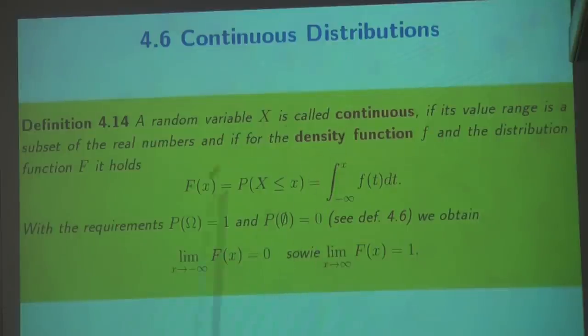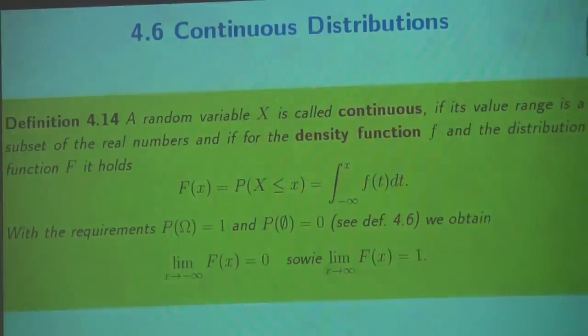Okay, we have a continuous random variable if it's a subset of the real numbers, and if the density function and the distribution function satisfy these equations. So capital F of x, that's how we typically call the distribution function. And the semantics is that's the probability for our variable X having a value less than or equal to lowercase x. And that's the integral from minus infinity to x over lowercase f of t dt. And this f of t is the probability density.